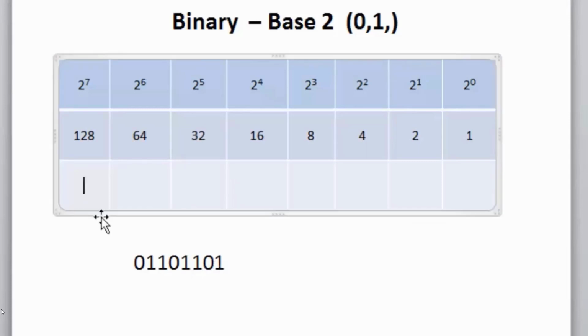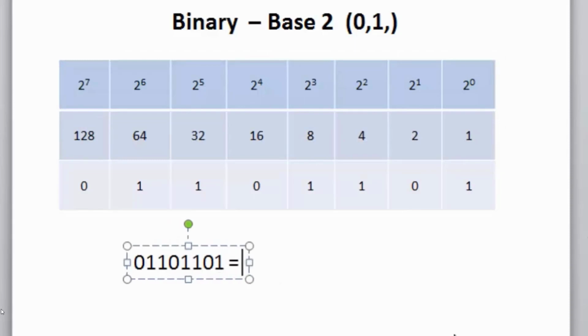I'll put it in here, 0, 1, 1, 0, 1, 1, 0, 1, and then add it up. I have a 64 and I have a 32. 64 plus 32 is 96. Plus I have an 8, that makes 104. Plus 4 makes 108. Plus 1 makes 109. This number, converted to decimal, is the number 109.